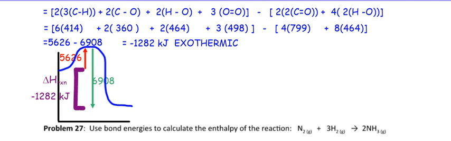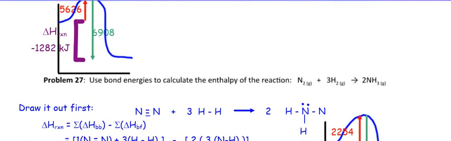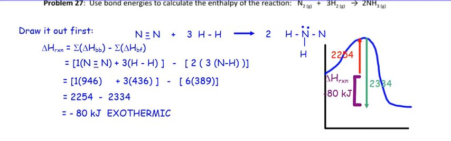All right, welcome back. Hopefully you got this. Here is my drawing first, and then here is all my work. I have 1 triple bond, I have 3 H single bonds, minus I formed 3 of the NH bonds, but I have 2 molecules worth of that, and I end up with negative 80, and I'm all set, and then here's my diagram.